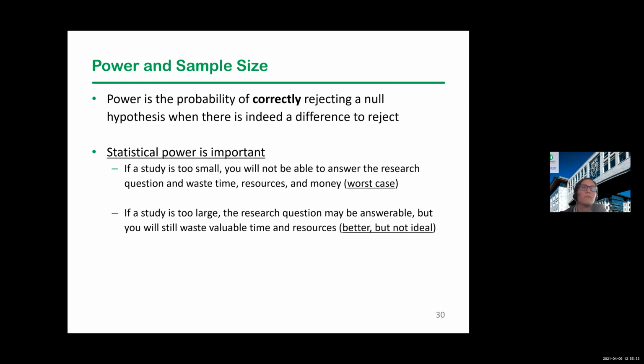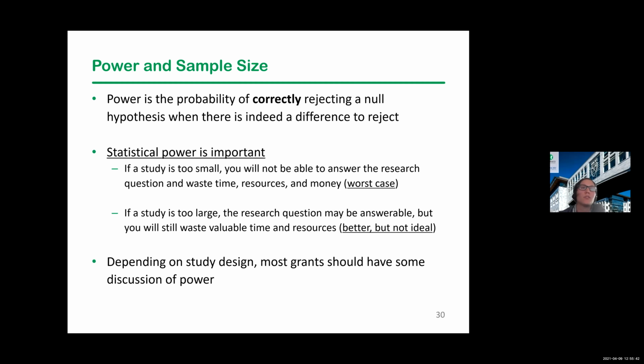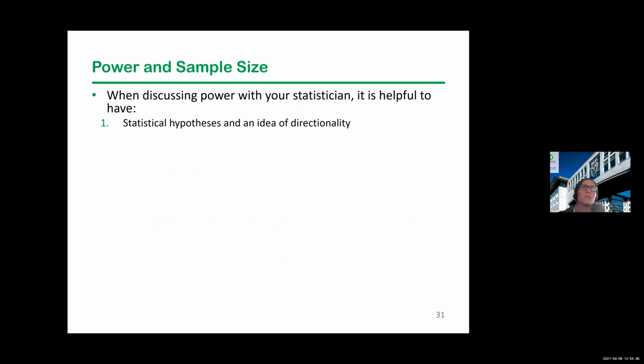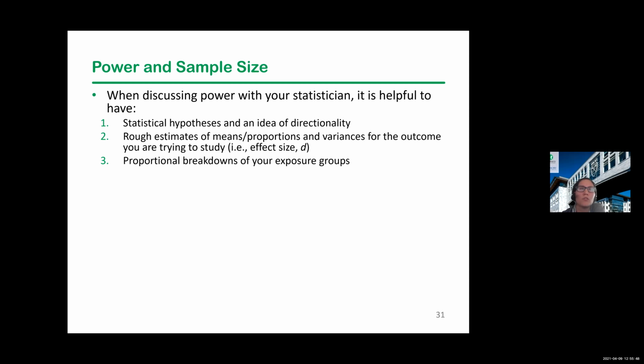Just realized we have 5 minutes left. So if a study is too large, the research question may be answerable, but you will still waste valuable time and resources, which is better but not ideal. So depending on study design, most grants should have some discussion of power. And when you come to a statistician, it is helpful to have a couple of this information in order for us to actually do the sample size calculation.